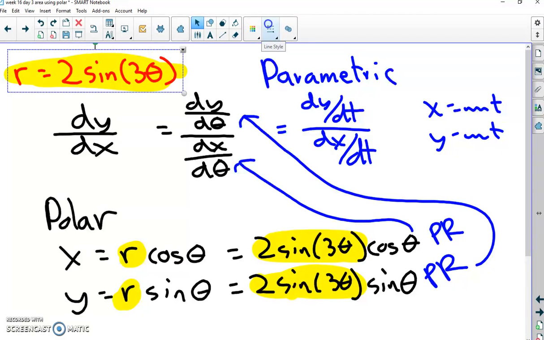If I ask for when is the slope flat, who do you care about? When is the dy dx flat? When am I moving west and east only? When top or bottom equals 0? Top. When am I moving north and south? When am I going vertical? When is the slope of the tangent line undefined? It's when the dx d theta equals 0. Just like we did with parametric. You guys good with that?